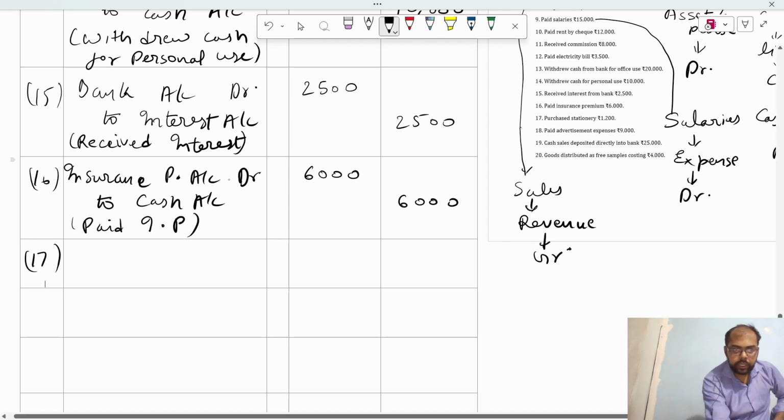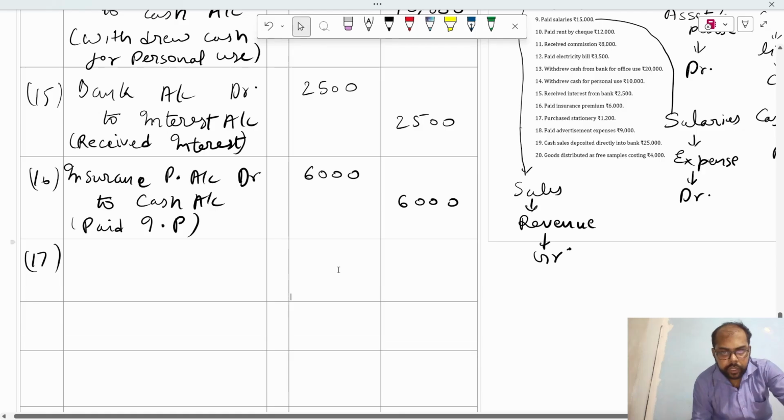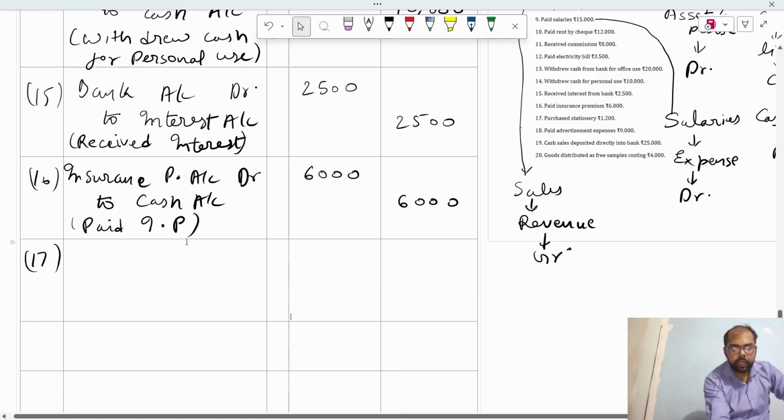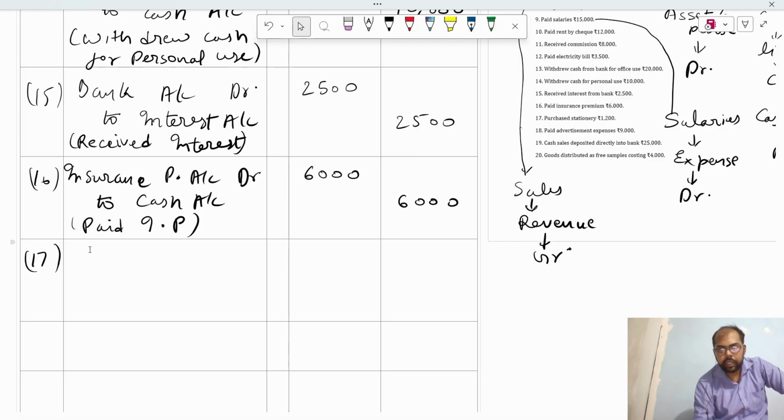Now the 17th entry is purchased stationery. Okay. Now stationery is also an expense, or you can see it both ways. Stationery you can see as an asset also and as an expense also. All right. Either way, you will end up doing the correct entry.